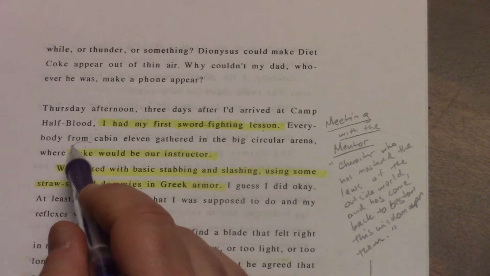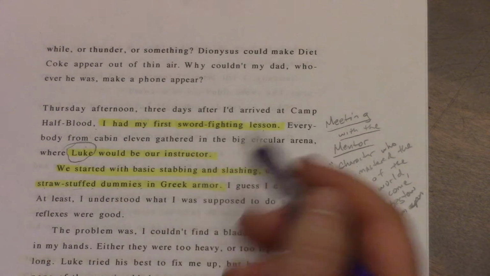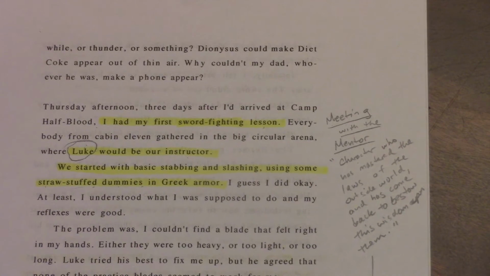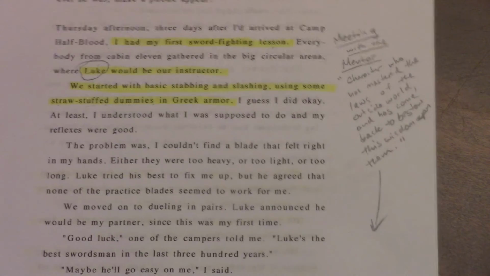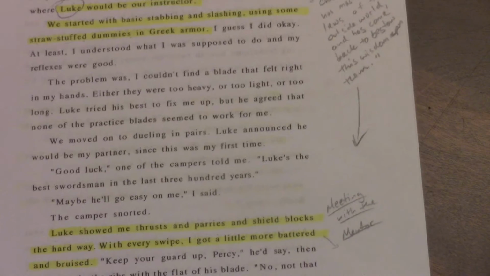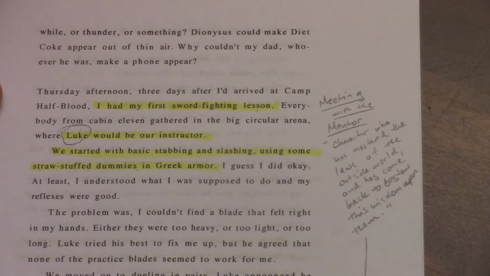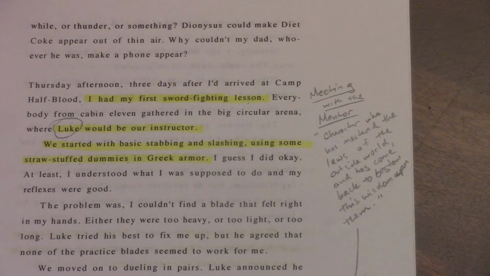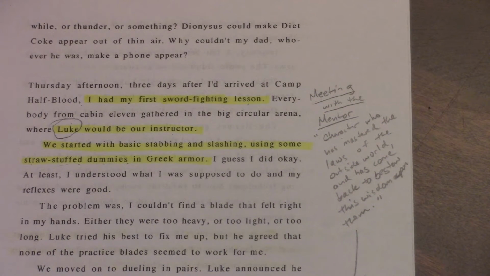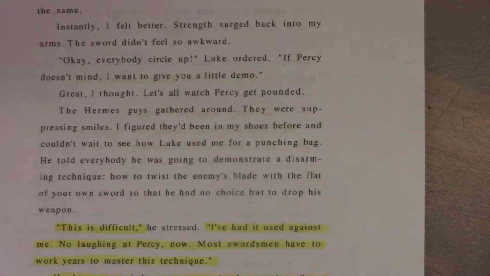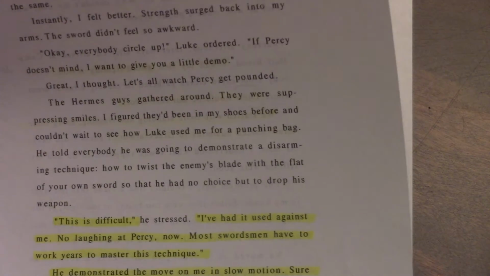We talk about Chiron being a mentor, but Luke is also kind of a mentor at the beginning of the book. Now we all know what happens at the end of it, but he is a mentor to Percy, especially in this scene, because he knows the rules of Camp Half-Blood. He knows the rules of battle. He's a great sword fighter. Actually, somebody says that he's the best sword fighter this camp has had in 300 years or something like that.